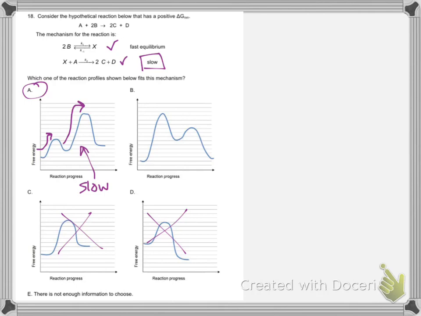I should have pointed out before too that we're looking for a positive delta G, so we want a net increase in the potential energy, and we can see that that is indeed the case here. We have a net positive change from the reactants to the products. Okay, so choice A is the winner.